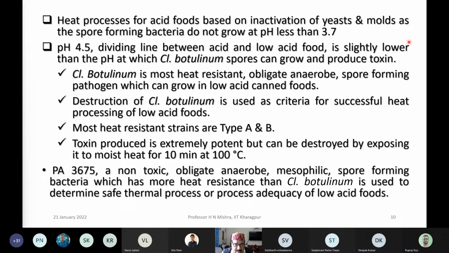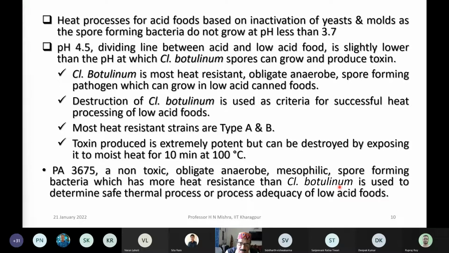Now for PA3679, it is a putrefactive anaerobe 3679. It is a non-toxic obligate anaerobe. It is a mesophile spore-forming bacteria, and it has a little more heat resistance than the Clostridium botulinum. So this PA3679 is used to judge the process adequacy.